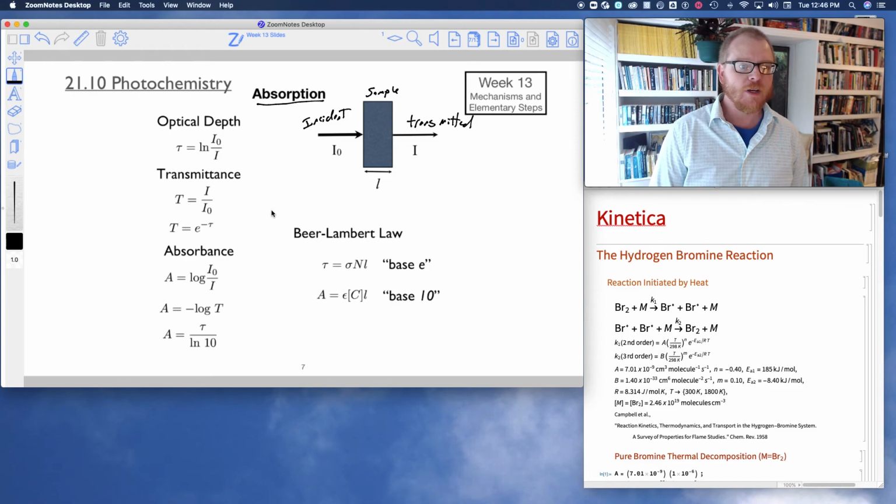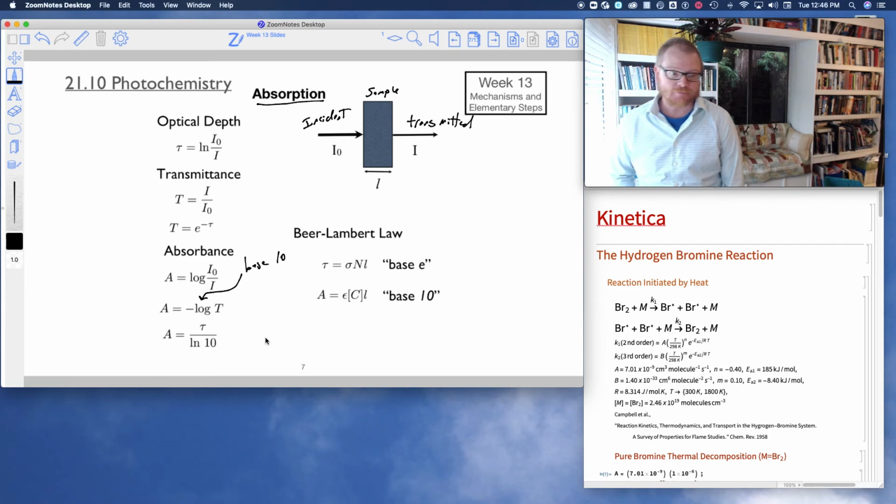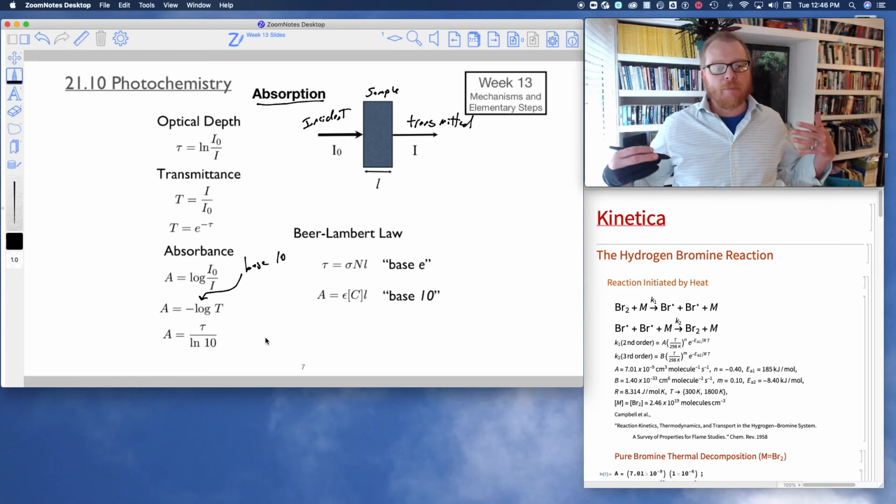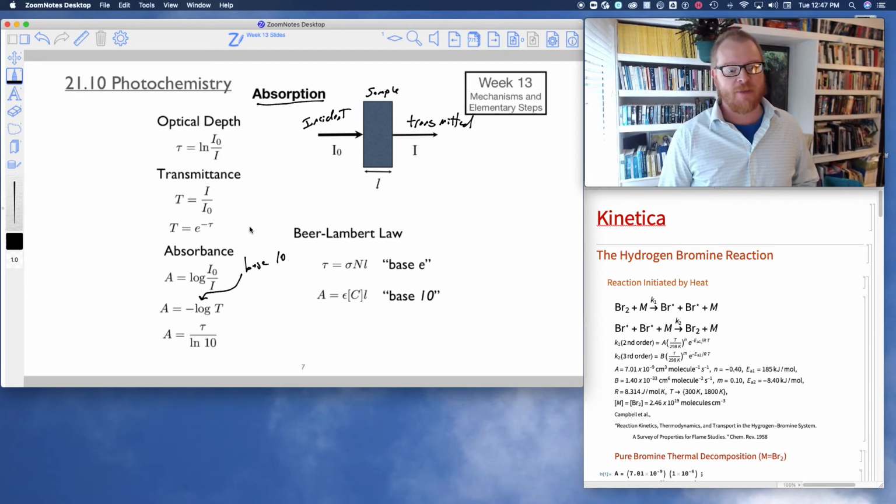Instead of thinking of that in terms of transmittance, we could think of it as absorbance. Absorbance is the negative log, and historically that's a base 10 log, right? But the actual correct definition is to look at it in terms of base e. Actually, let me erase that really quick, and I'll talk about the base e, the natural log, in a moment.